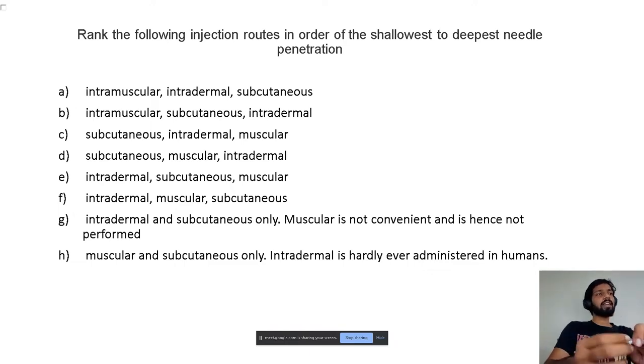Which of the following orders do you think is the correct one? Is this C? Answer C. Okay, so subcutaneous, intradermal, muscular. Any other thoughts?